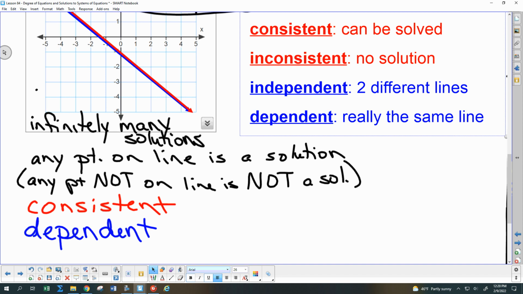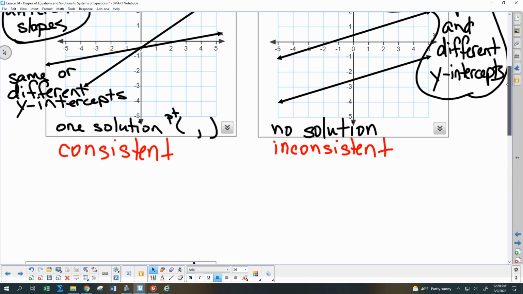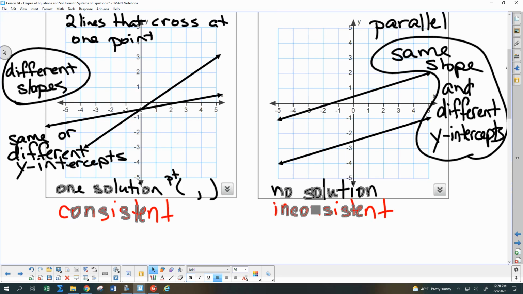Independent, they each can kind of go their own way. They're okay being separated from each other, at least some of the time. So independent, they are two different lines. So both of these we would classify as independent.